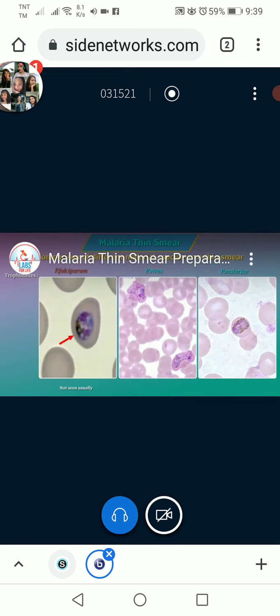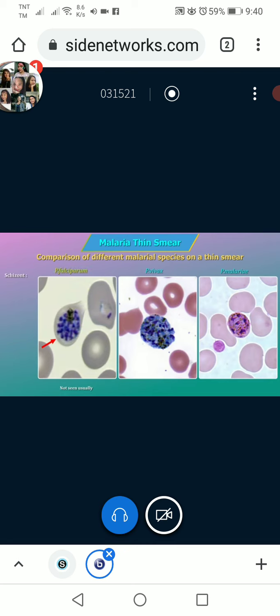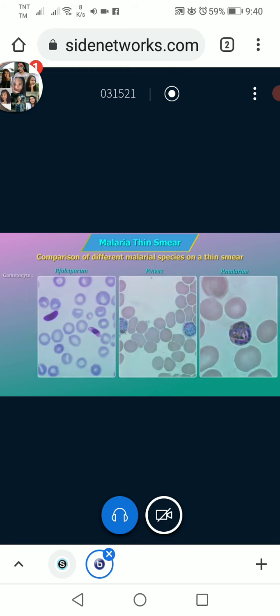Trophozoites: P. falciparum, not usually seen. In P. vivax, in enlarged RBCs with Schaffner's dots. In P. malariae, compact cytoplasm with large chromatin with some band forms. Schizonts in P. falciparum, not usually seen. In P. vivax, seen as a large structure with 12 to 24 merozoites with yellow-brown pigment. In P. malariae, 6 to 12 merozoites with large nuclei clustered around a mass of coarse, dark brown pigment.